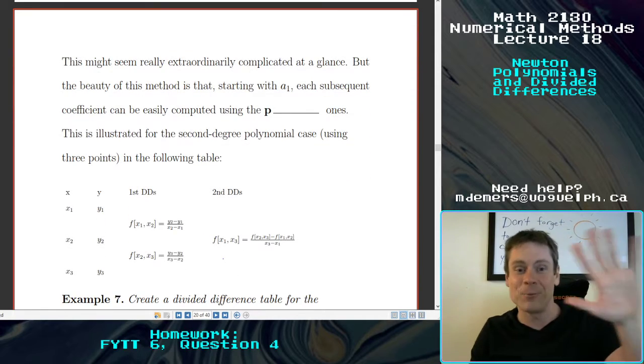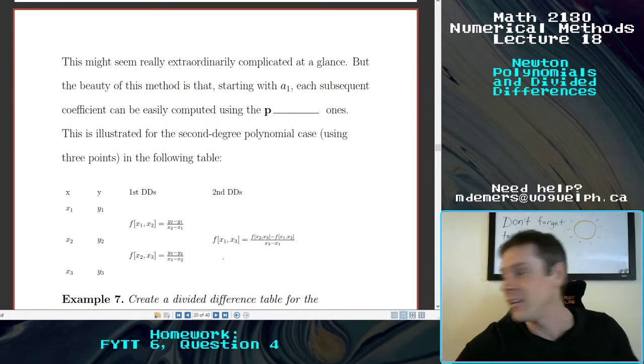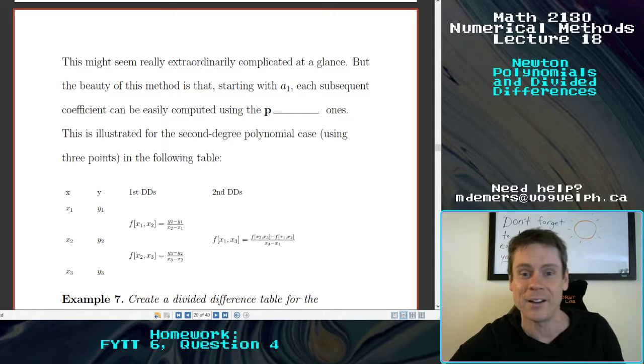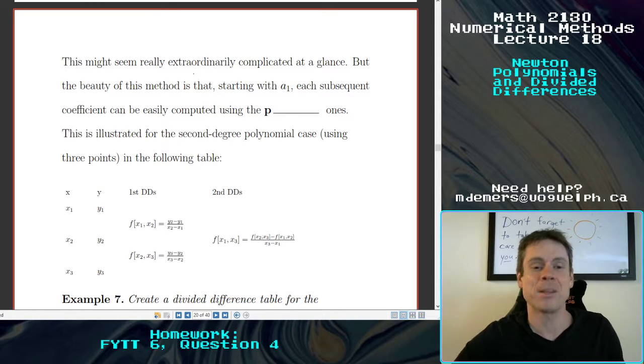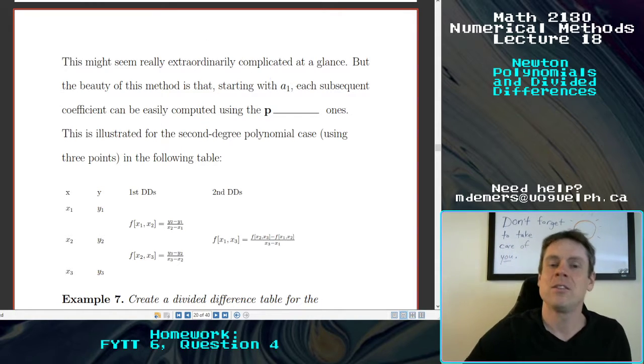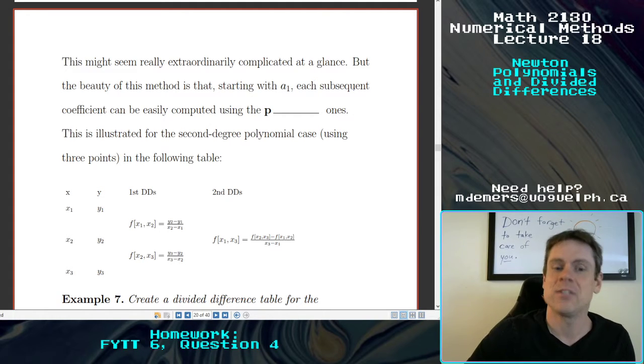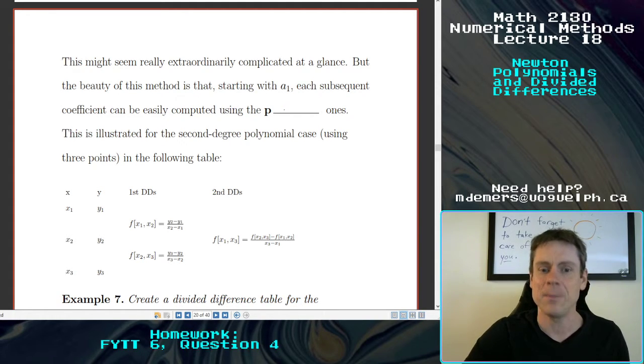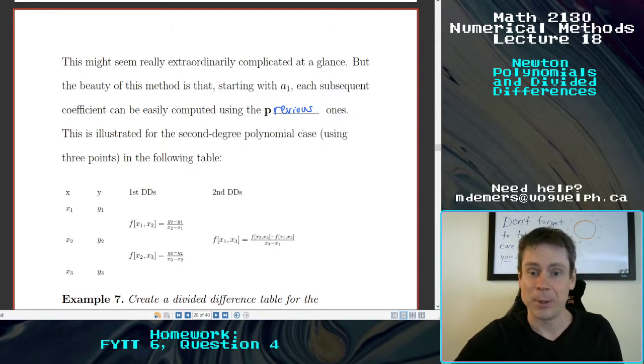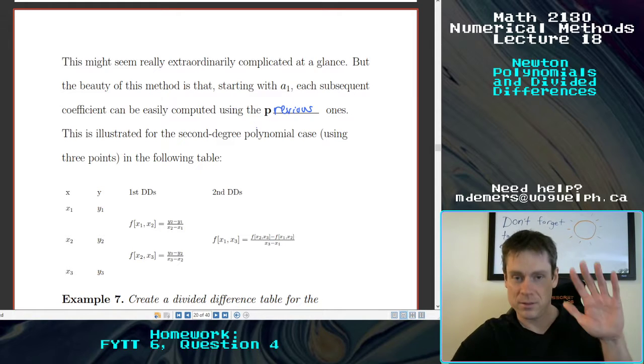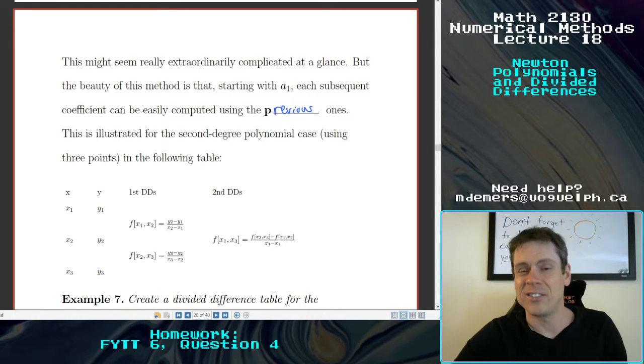So this might seem really extraordinarily complicated at a glance. I'll tell you, it's something else to explain here in front of a camera to nobody. But the beauty of this method is, starting with A1, each subsequent coefficient can be easily computed using the previous ones. So I'm going to illustrate this for the second degree polynomial case. And then we're going to extend it to a third degree. And then we're going to do an example so you can see it for yourself.